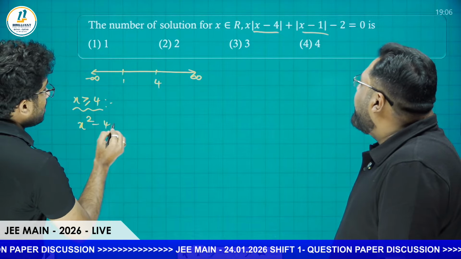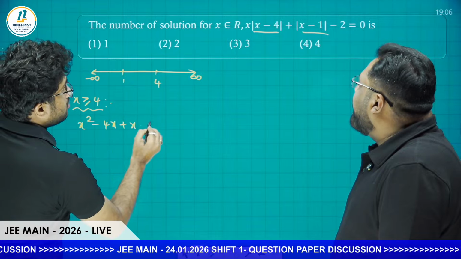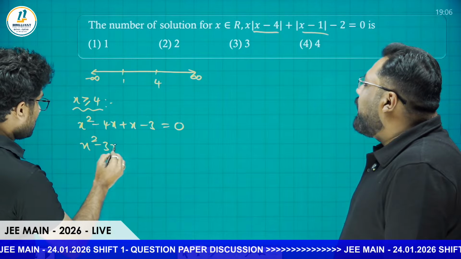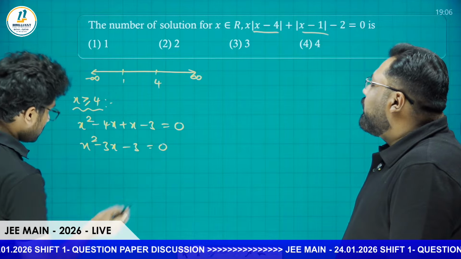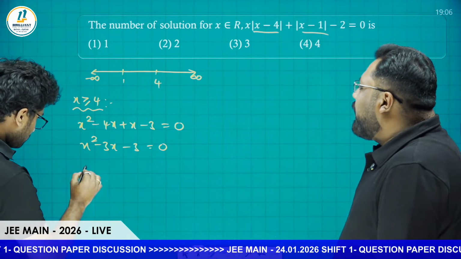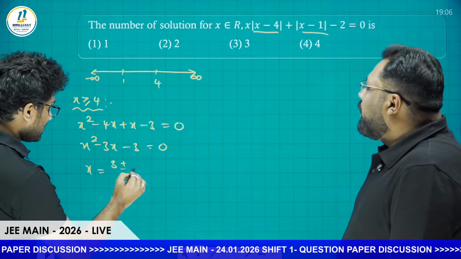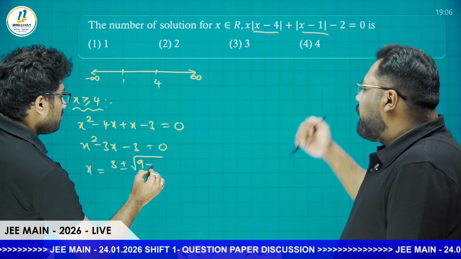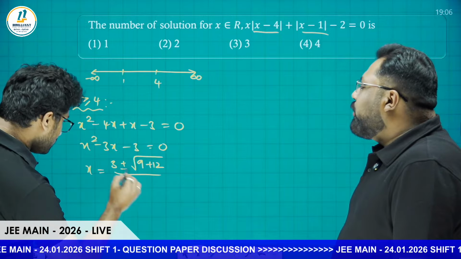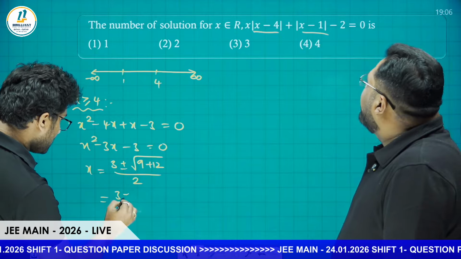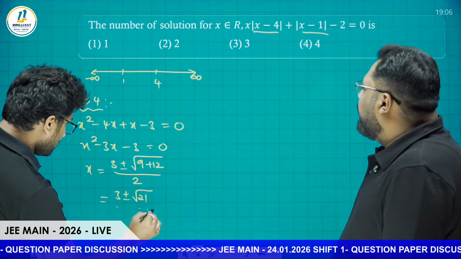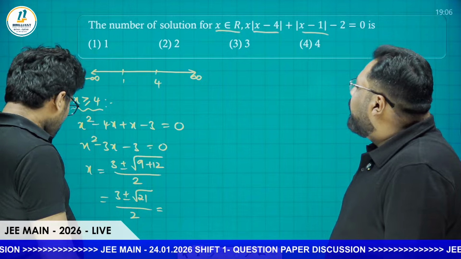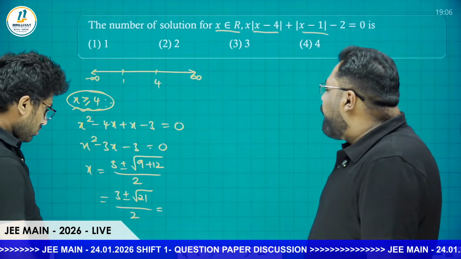So x square minus 4x plus x minus 3 is equal to 0. X square minus 3x minus 3 is equal to 0. So you get x equals to minus b plus or minus root over b square minus 4ac, 9 plus 12, divided by 2. 3 plus or minus root over 21 divided by 2. They said x is all real numbers, and that too x greater than or equal to 4.